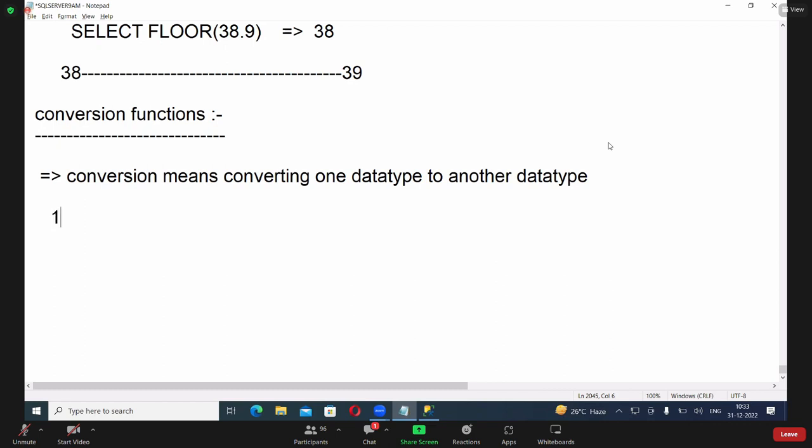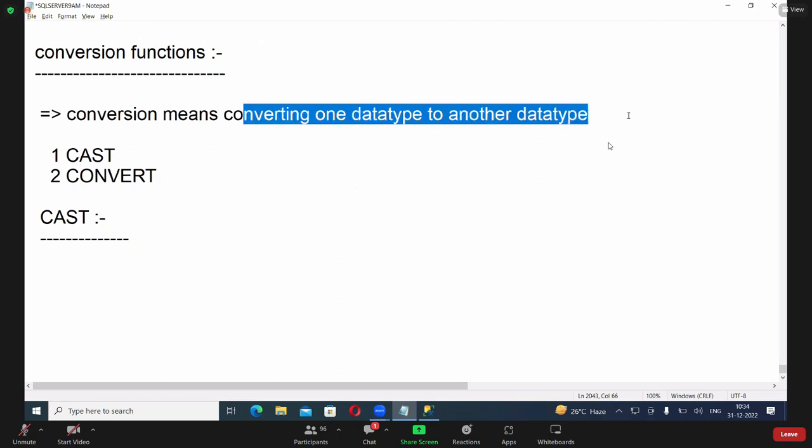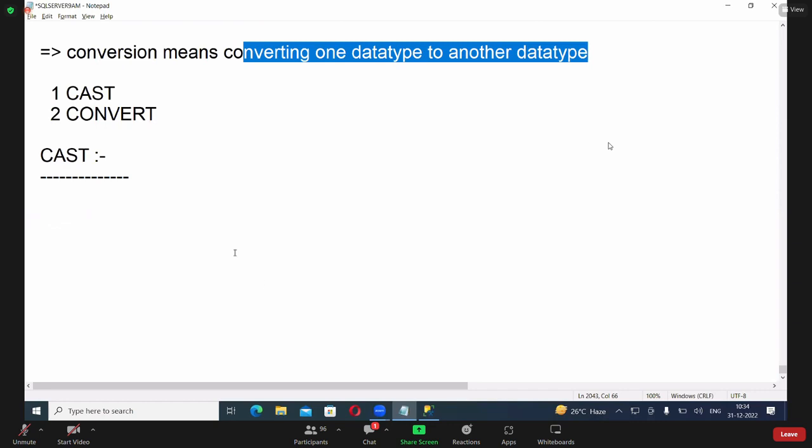Okay. SQL Server gives two functions: one is called cast, another is called convert. Both are similar, but there is a small difference between cast and convert. First, we'll see cast. The purpose is the same: converting one type to another type.